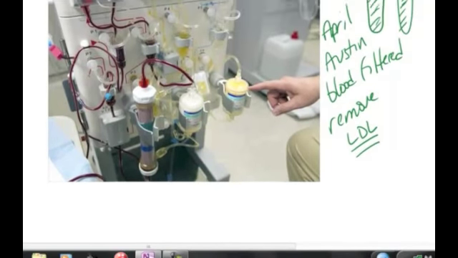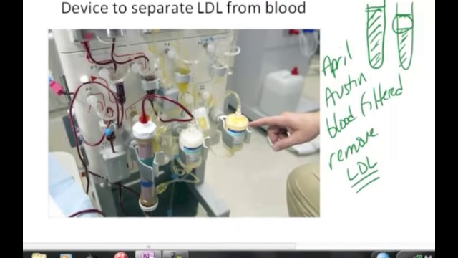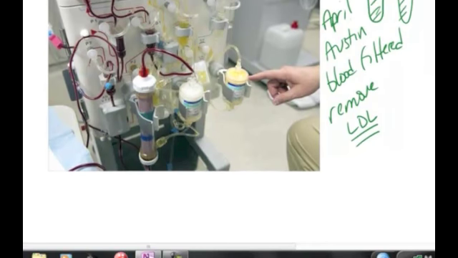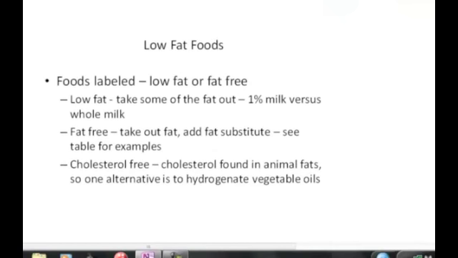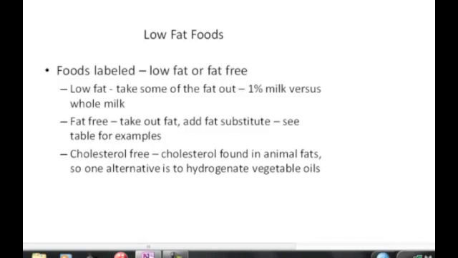Now, because of all of this awareness that saturated fats are not good for you, the food industry has gotten a hold of that and tried to create low-fat foods. Because if it's shown that fat is bad for you, then there was this whole thing, especially in the late 80s, early 90s, of low-fat foods. And so, for example, low fat means foods that are labeled as low fat or fat free.